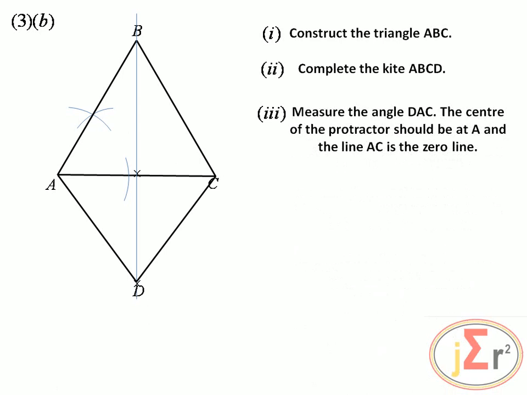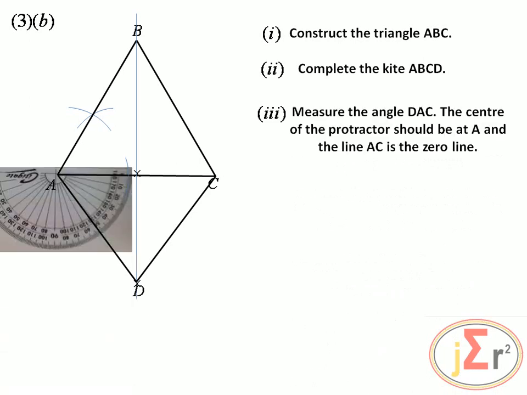Measure the angle DAC. The center of the protractor should be at A, and the line AC is the zero line. So the line AC is the zero line. The angle DAC, start from 0, 10, 20, 30, 40. And angle DAC turns out to be 52 degrees.